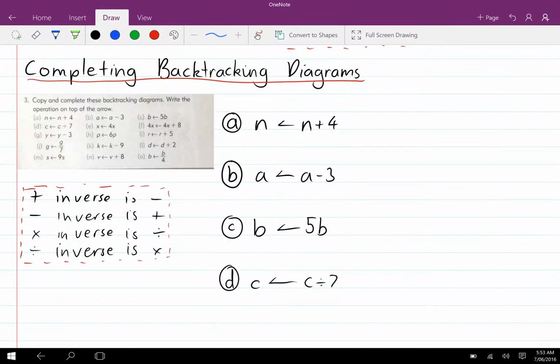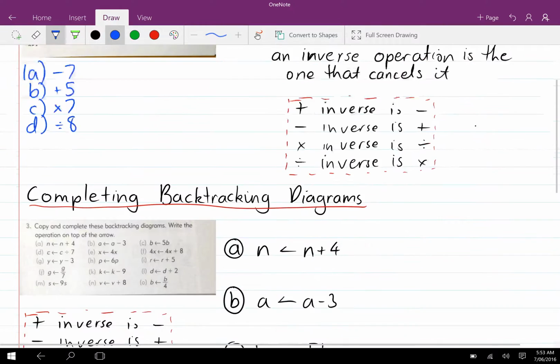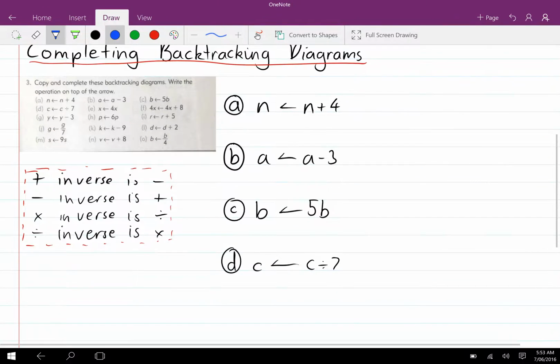Just reminding you of what we looked at in a previous video, what the inverse operation is. So the inverse of add is take away. The inverse of take away is add. The inverse of times is divide. And the inverse of divide is times. And that information will be really, really useful in doing this.